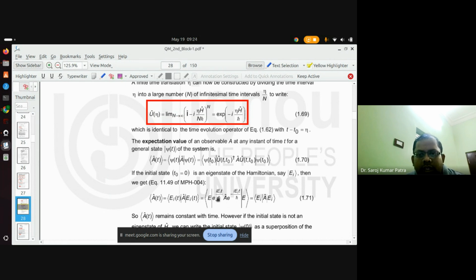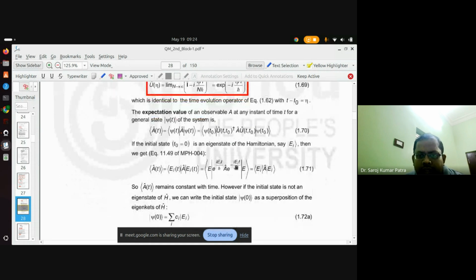That the unitary operator would be e to the power minus i E t by h cross, and if it is U dagger, then the minus i will become i. So then it will be e to the power minus i E_i t by h cross, A, e to the power minus i E_i t by h cross. So this will just cancel, or this will be 1. So it will be equal to bra E_i, A, ket E_i. Is this clear to everybody?